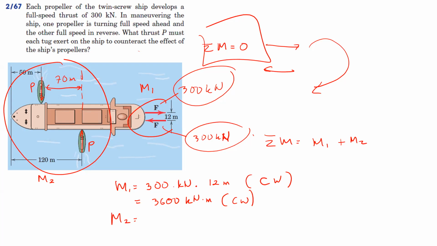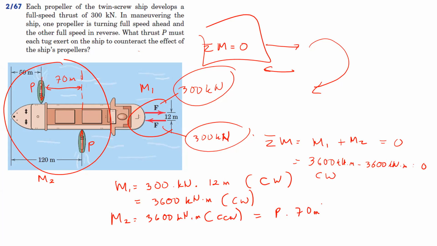What is the magnitude of M2? It's P times 70. Yes, correct. And the magnitude is supposed to be equal to what? In order for the total to become zero, we know the value of M1, and M2 is supposed to be equal but with the opposite direction. If this one is clockwise, in order to nullify it, the other one has to be counterclockwise. So M2 is supposed to be 3,600 kilonewton meter, but counterclockwise, and the value is the same as P multiplied by 70 meters.